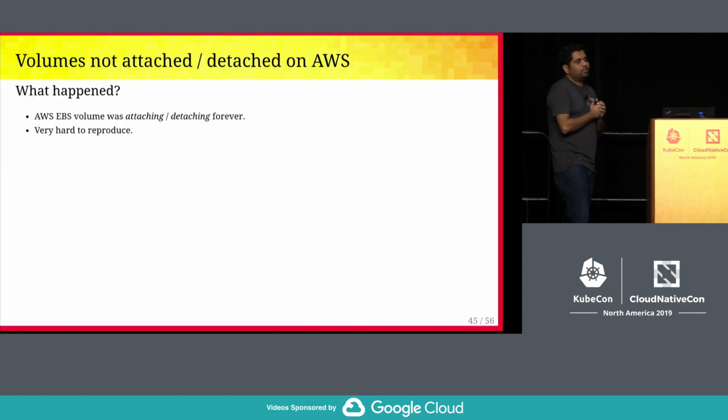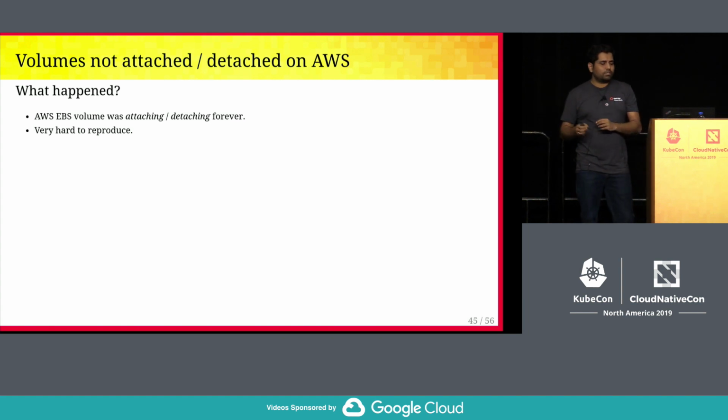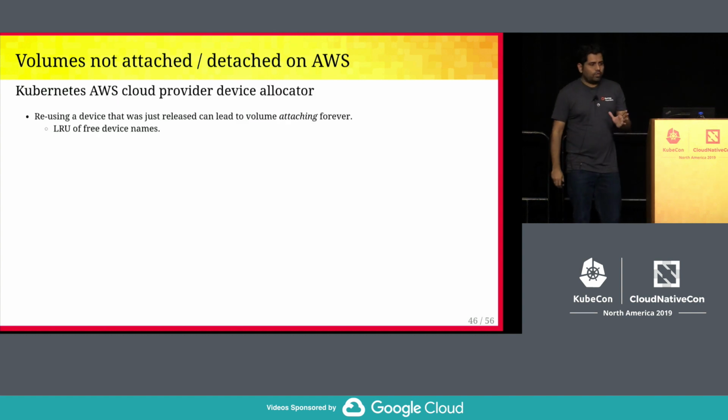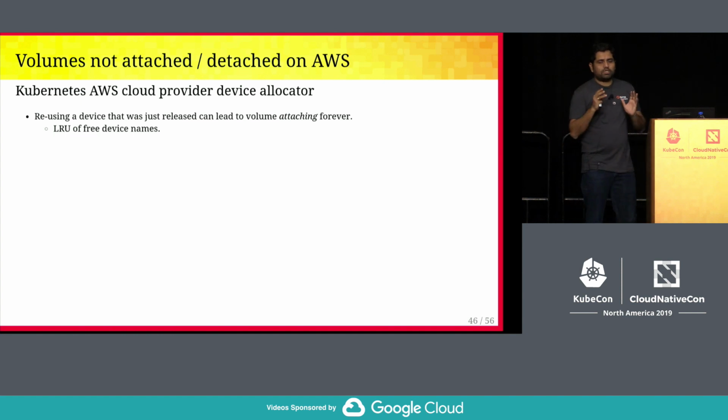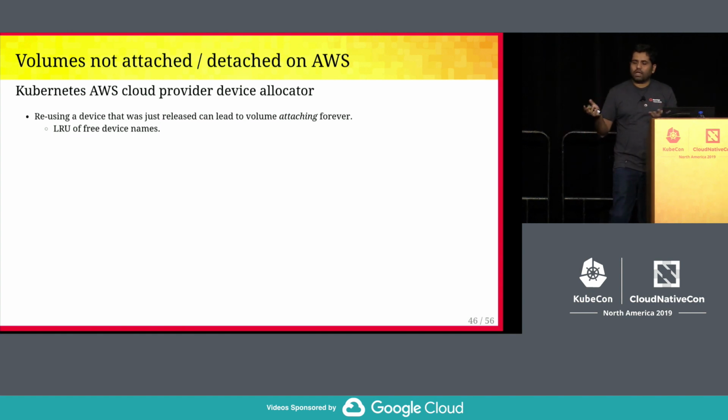The first issue that we noticed was that sometimes a volume would get stuck in attaching and detaching state forever on Kubernetes. It was very hard to reproduce. What we found out was that AWS does not like the device name. AWS is unique in the sense that when you publish a volume or attach a volume to a node, you have to give a device name. Generally, all other drivers don't do that. And that device name must be free. Another thing is a race condition: if you recently released the device and you're trying to use it again, it could cause the volume to be stuck in attaching state.